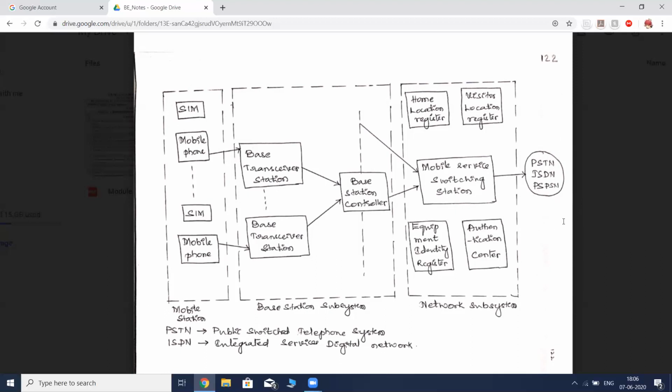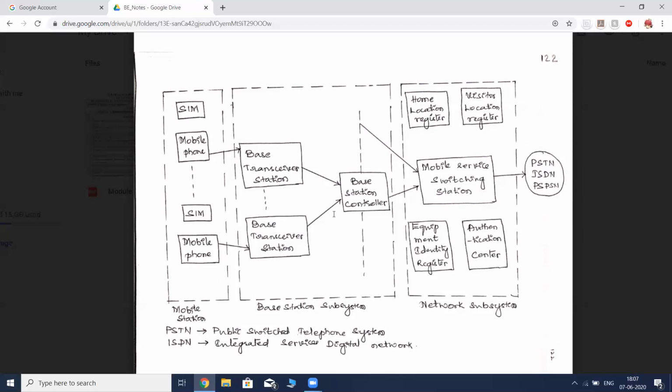Here PSTN is the public switched telephone network. It may also go to ISDN, which is the integrated services digital network, or to PSN, the data network we have. So packet switching networks will also be available.